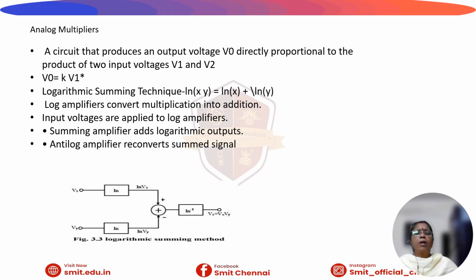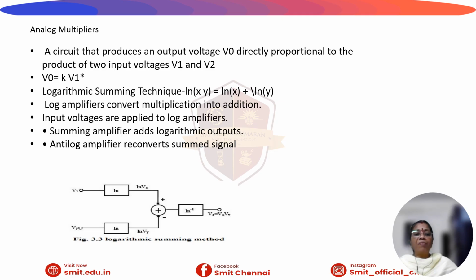Now we will discuss the principle of logarithmic summing technique, which is used to achieve the analog multiplier. The circuit typically uses three main stages: the log amplifiers, summing amplifier, and an anti-log amplifier. Two log amplifiers are used, which are configured with a diode, and they convert the two input voltages V1 and V2 into logarithm of the voltages V1 and V2. The input voltages are applied to log amplifiers.